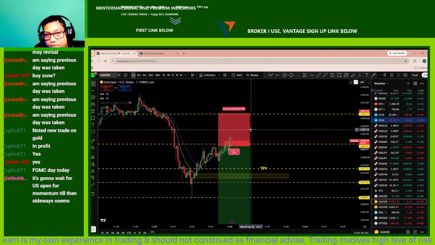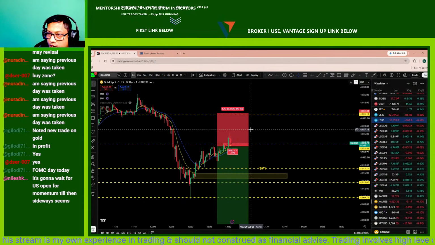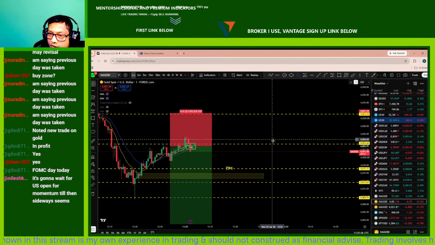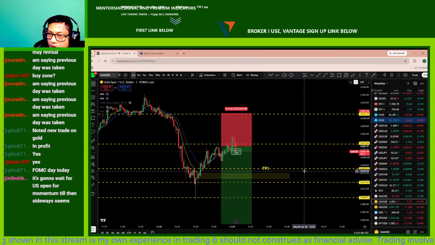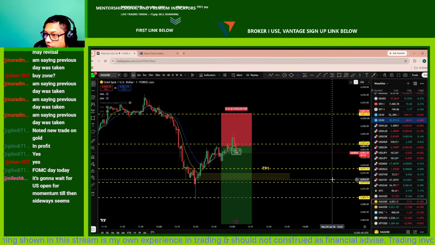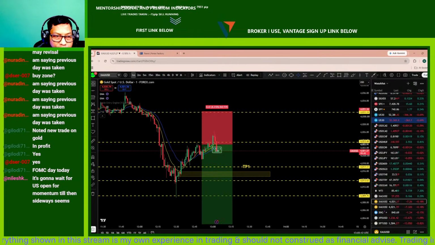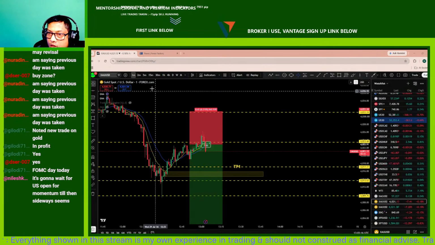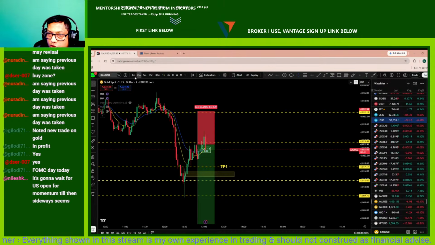Patience is key. Just be patient with your trades, guys. Okay, coming below our entry, and here I'm looking for the price action to come down to 4017 near there, and I will be taking then the TP1, and then we will be moving the stop loss to entry.